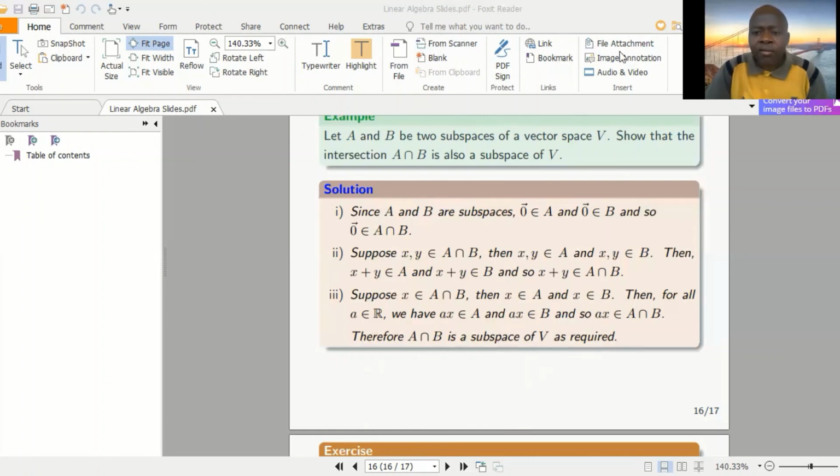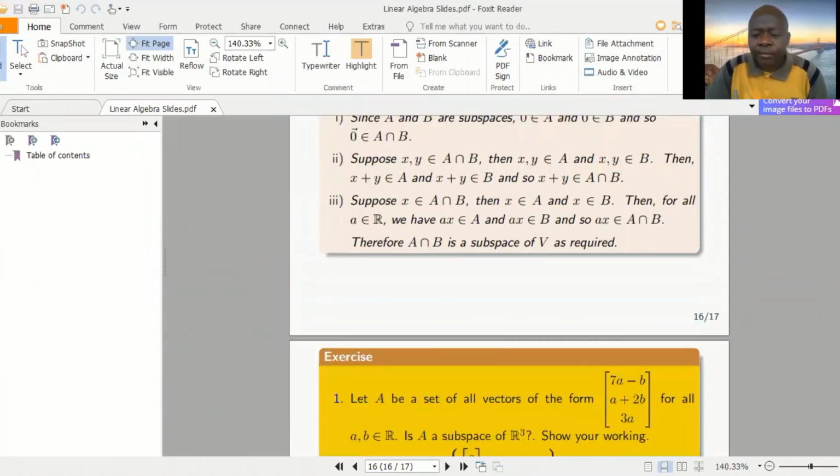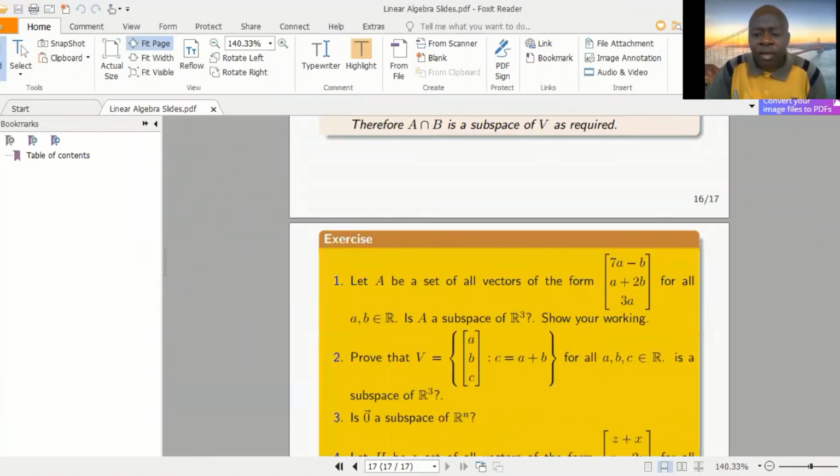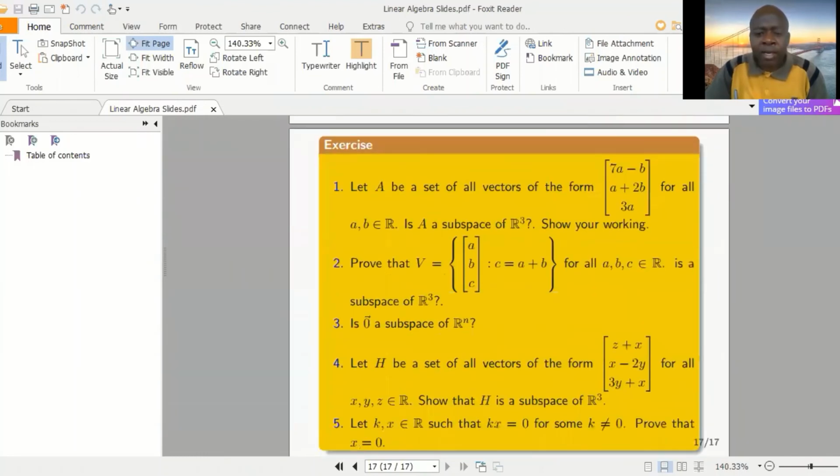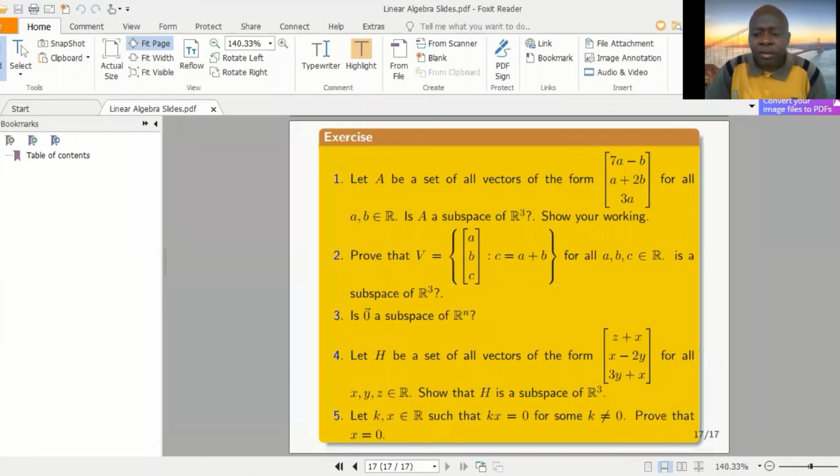Now, the following is the exercise I want you to try. We've answered similar questions, and you just need to go through our examples and see how to do this type of question.